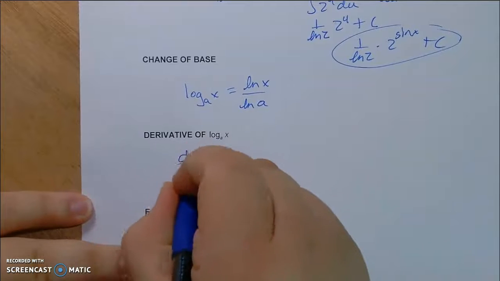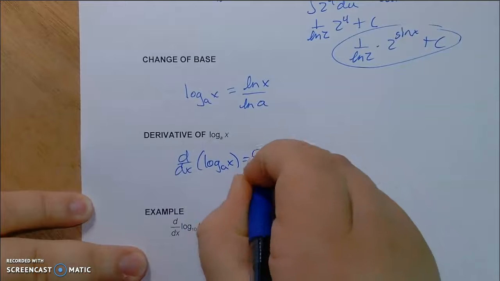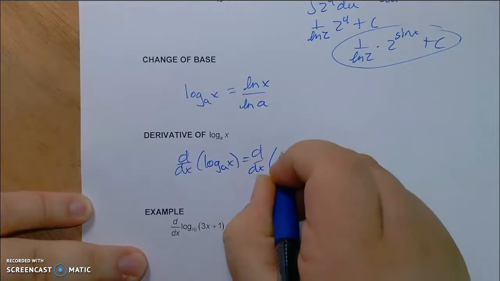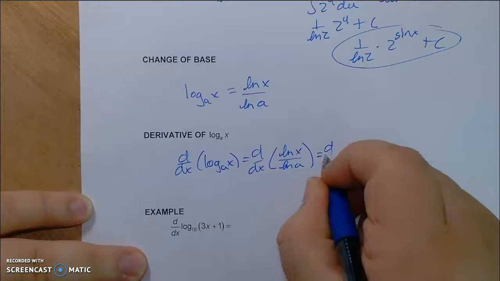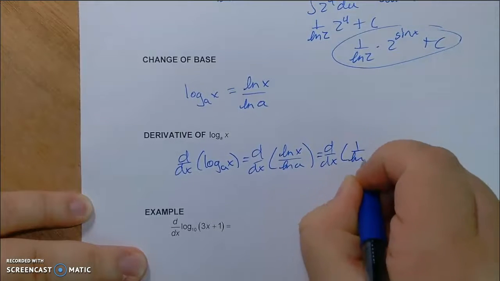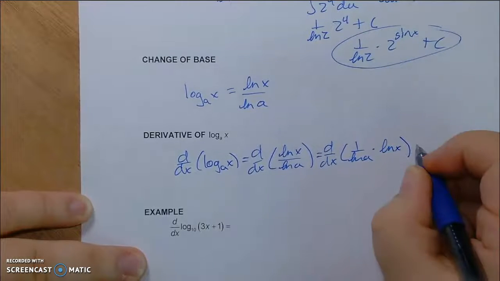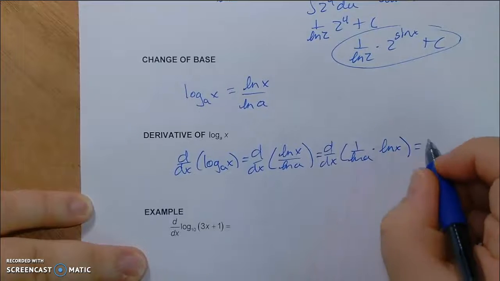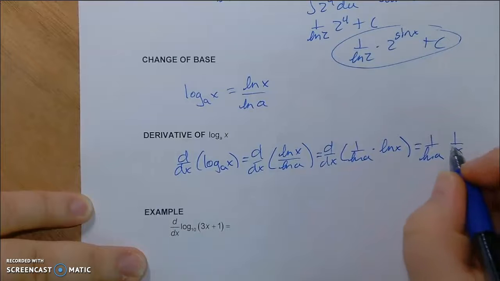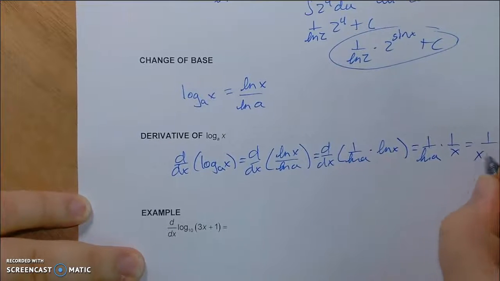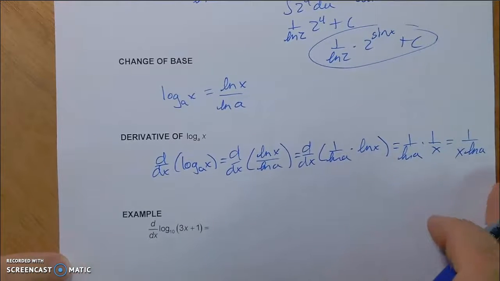So let's see here. Derivative of log base a of x. We're going to do the change of base. So we get natural log of x over natural log of a. Let's separate that out just a little bit and make it clear. We have 1 over natural log of a, that's a constant, times natural log of x. So what's the derivative of a constant? Well, itself. What's the derivative of natural log? 1 over x. So you can write this as 1 over x ln a. I like to separate out just to keep it straight in my head when I'm writing it out.